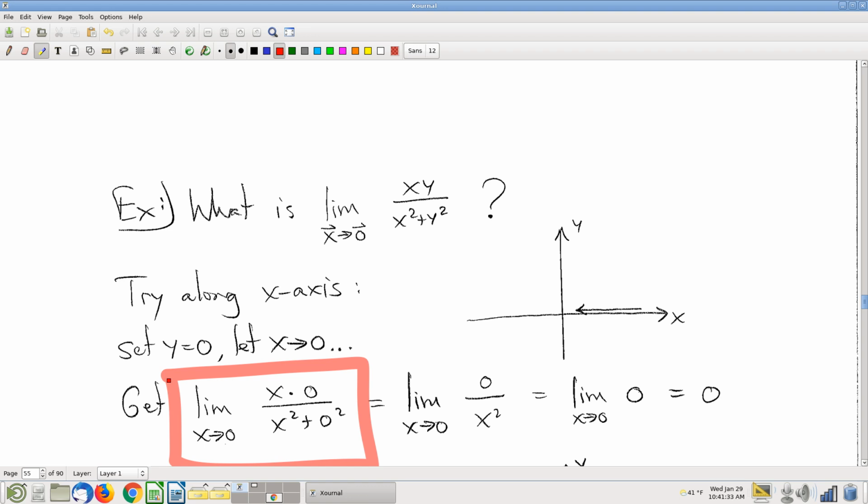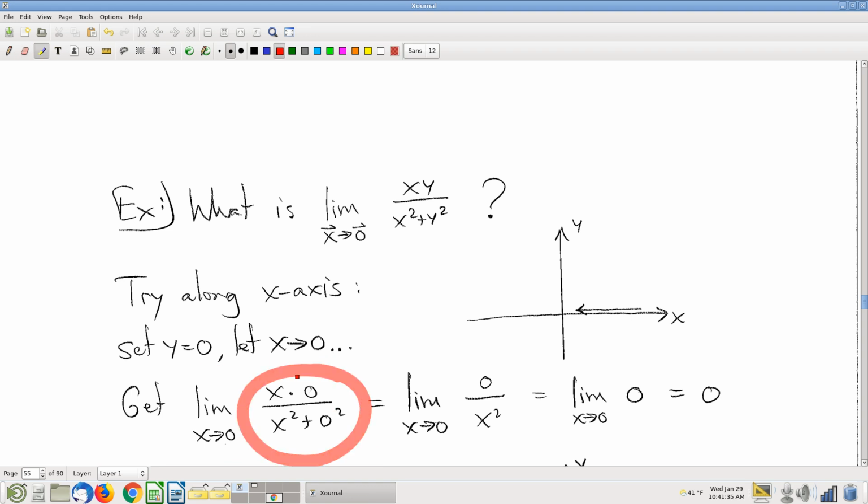What do we do with this one? A lot of students make the mistake of thinking, okay, well, look, x is approaching 0, so this is 0 over 0, and that's undefined. And therefore, the limit doesn't exist. Wildly wrong. Wildly. Right? X is not 0. X is approaching 0.